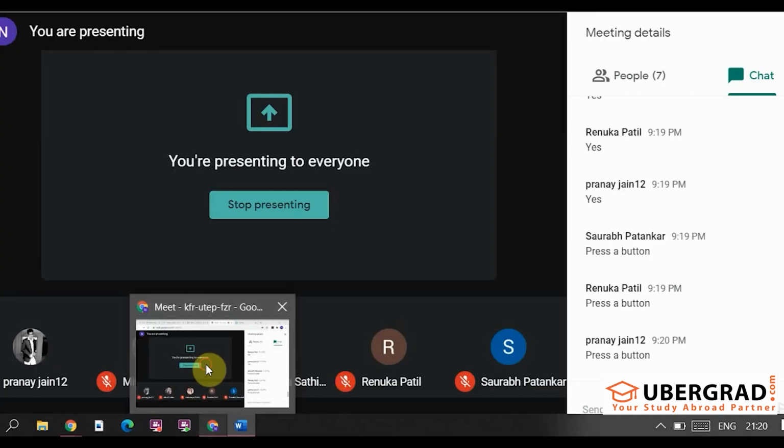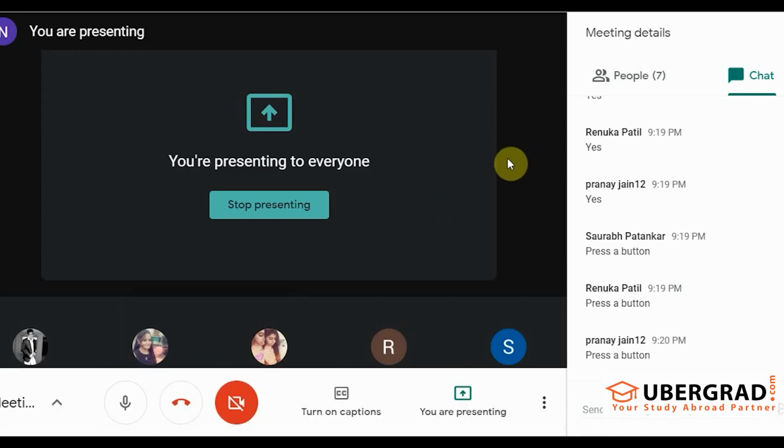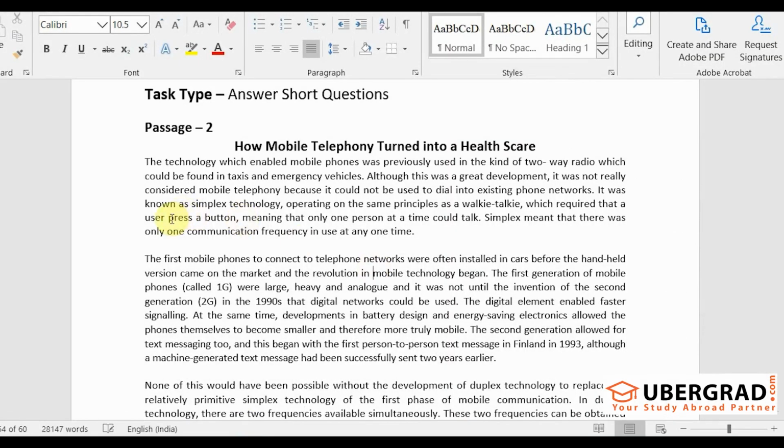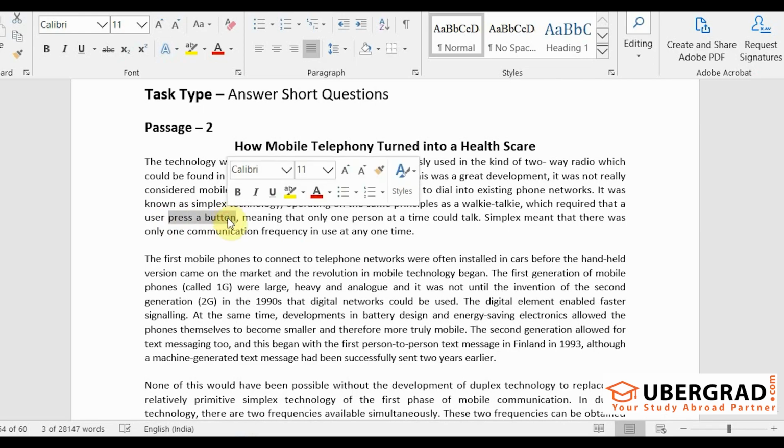So what did we have to do? Press a button, right? All of you. So what is the action? It required the user to press a button. Good.